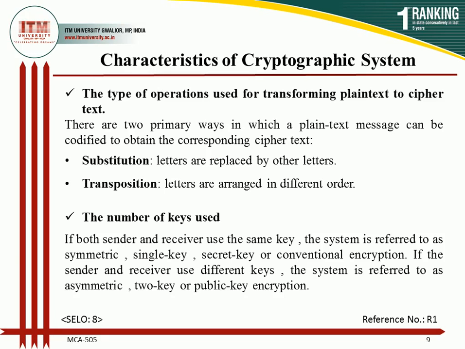Now we are talking about the characteristics of cryptography systems. As I have already told you, there are mainly two important methods, which are also called operations. There are two types of operations used for transforming plain text to ciphertext. First one is substitution and second one is transposition.